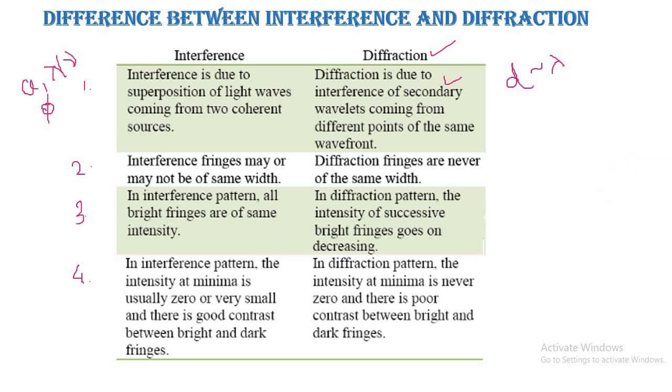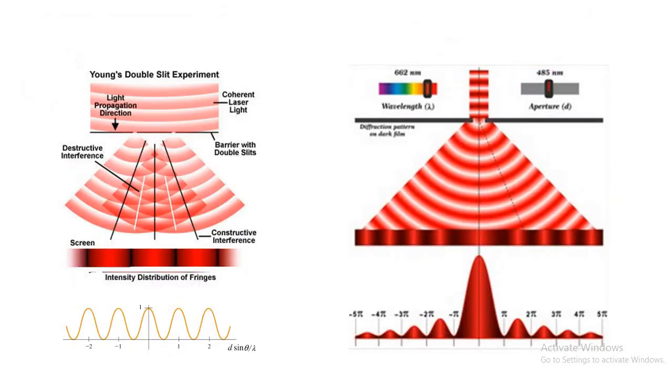Now in the next slide, you will see a simple diagram explaining interference and diffraction. The left side of the screen shows the interference experiment, where we are performing Young's double slit experiment, where we have a primary light source. From the primary light source, light is exposed to two slits, and from these two points we are getting two coherent light sources.